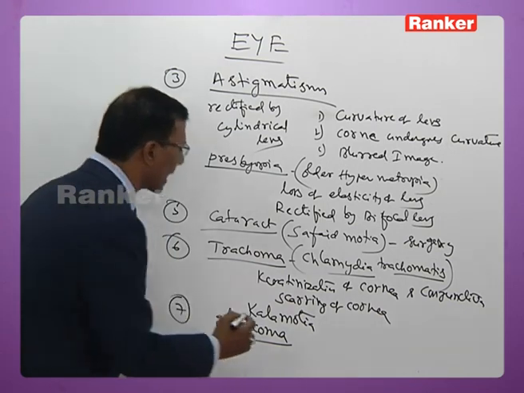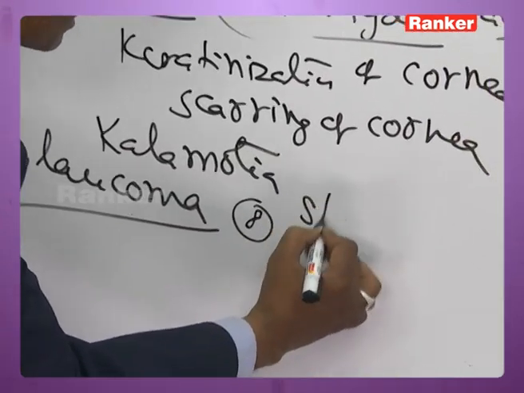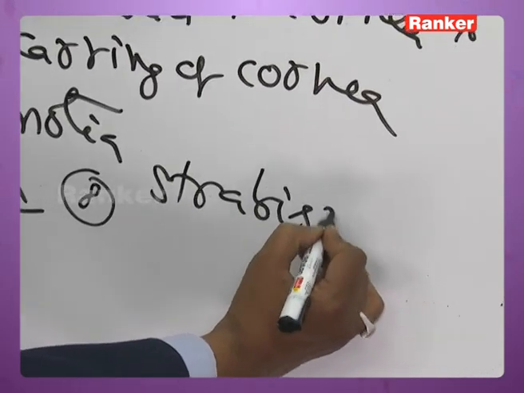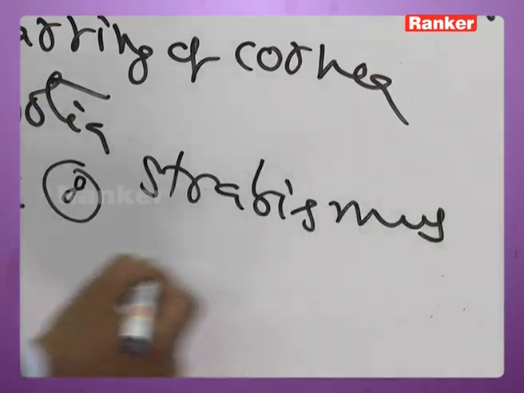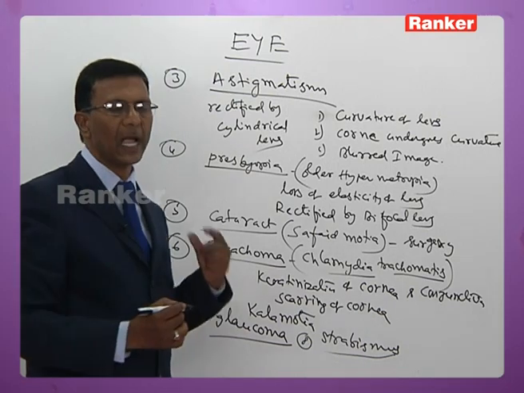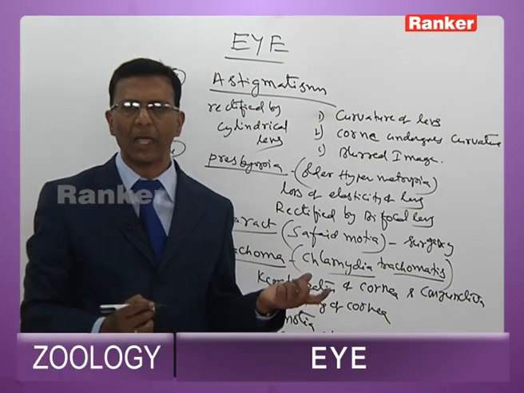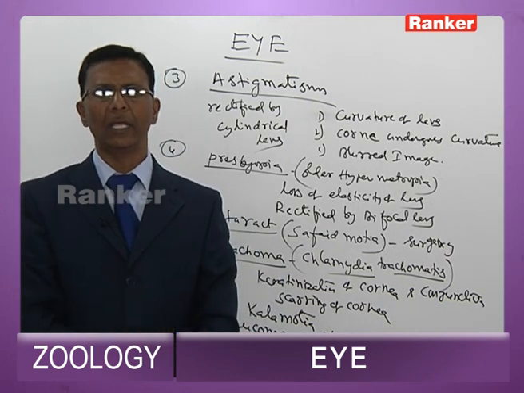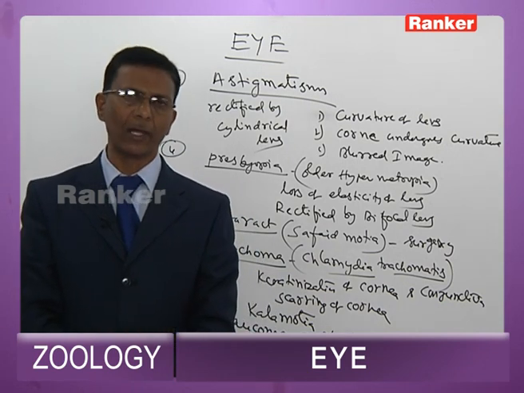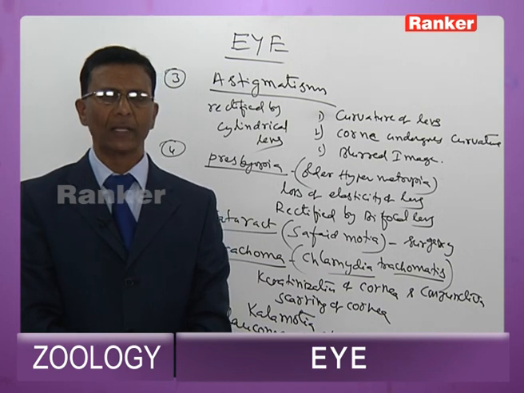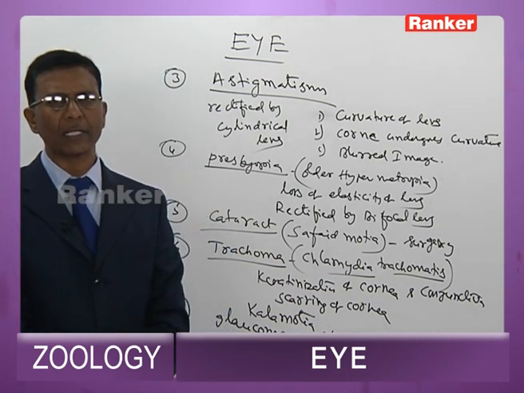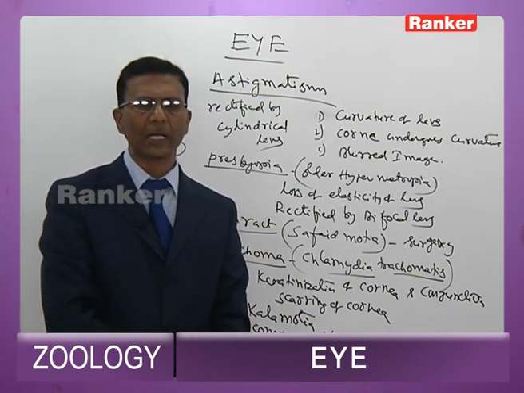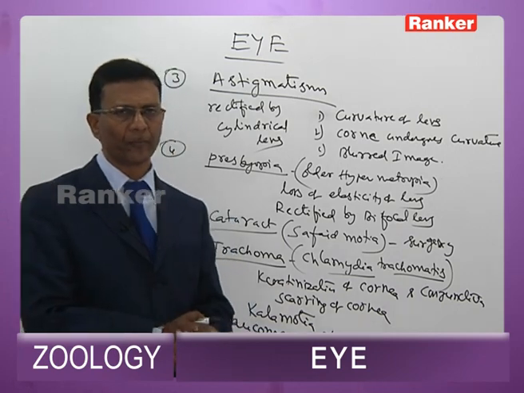Then apart from this, there is another disorder, strabismus. Strabismus is eye squint. It is one of the disorders of the eyeball that crops up due to malfunctioning of one of the extrinsic muscles of the eyeball. Of those 6 muscles, when there is a malfunctioning or defect in one of them, it results in squint or strabismus.